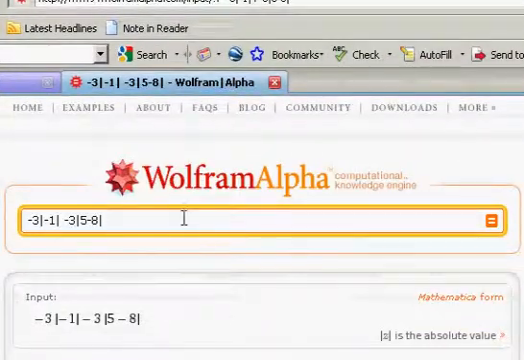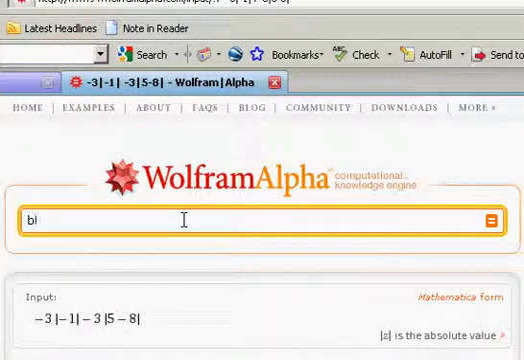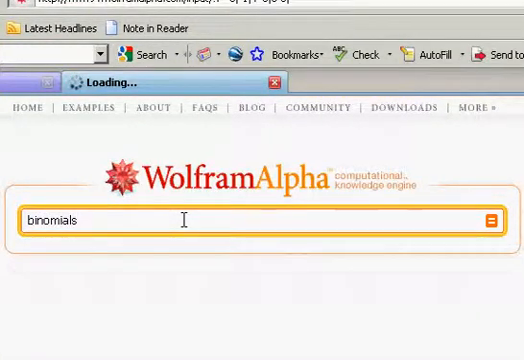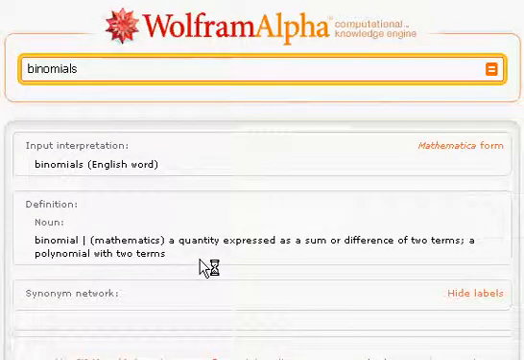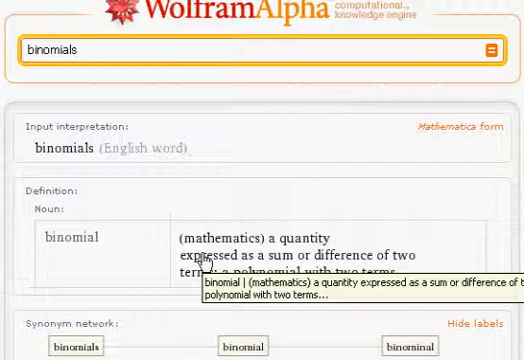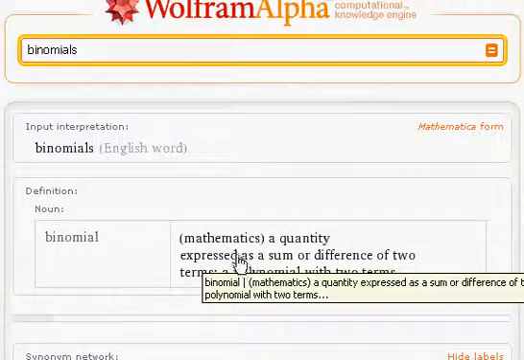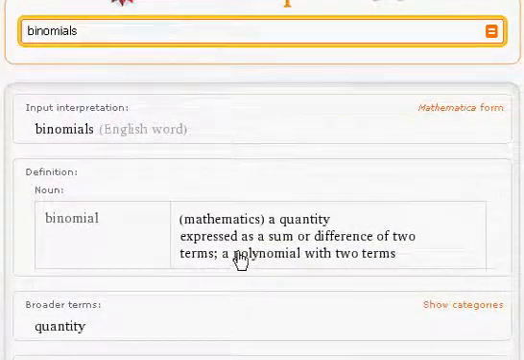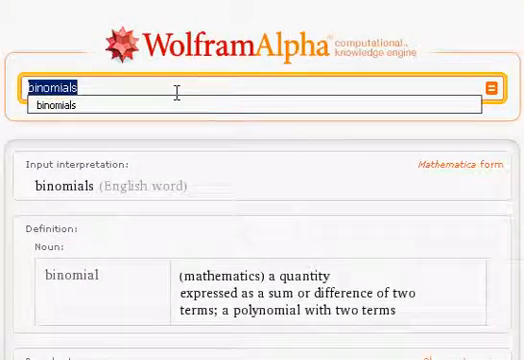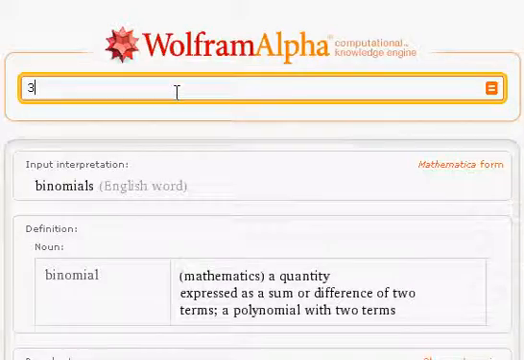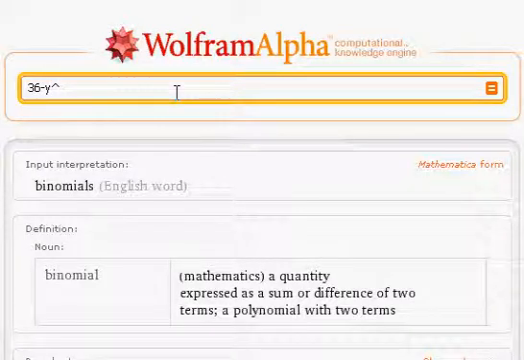Let's go take a look at binomials. Let's see if Wolfram Alpha has a better definition. A mathematical quantity expressed as a sum or difference of two terms, a polynomial with two terms. Okay. Let's take a look at that equation and see how it's represented: 36 minus y squared.